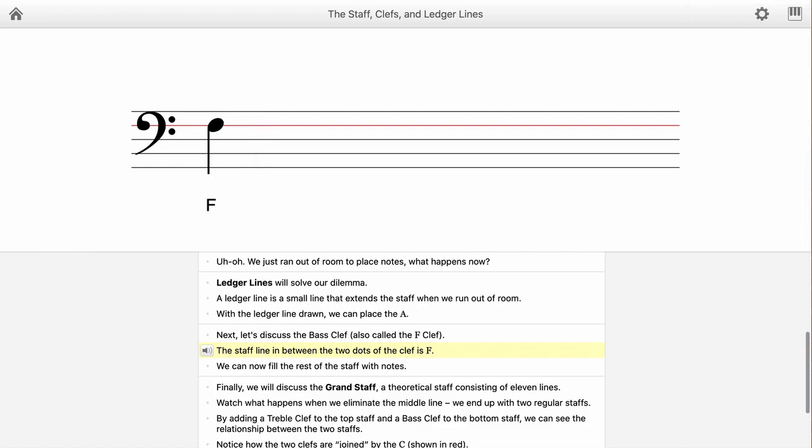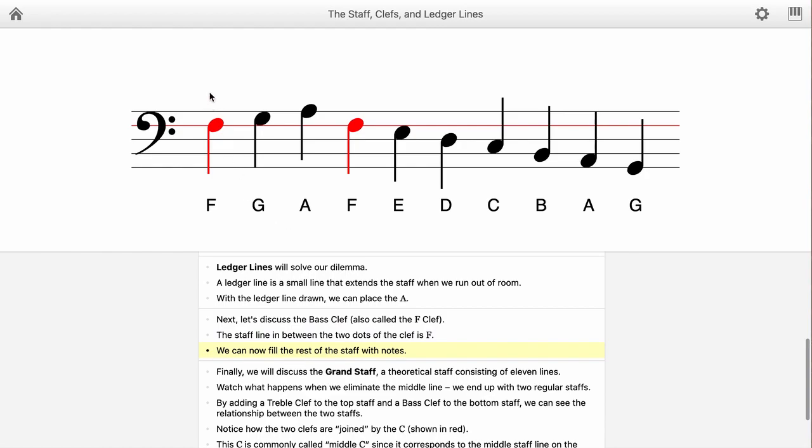We can now fill the rest of the staff with the other notes. So notice as we go up, we started on F. When we go to the next space, we go to the next letter of the alphabet. Because we're going up, we go forward in the alphabet. So the next letter is G. We continue going up to the next line. That becomes an A.